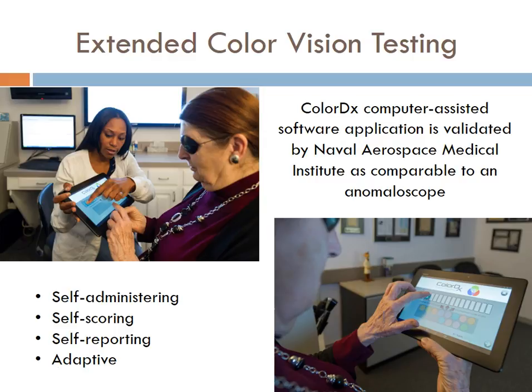It's real cool. It's self-administering. The patient does the test. You just kind of stand there and look at them while they're doing it. The computer software scores the test. It's adaptive, like a threshold visual field, to where if they miss some of the plates or miss some of the colors, the instrument goes back and rechecks it. So it's adaptive in that sense. And it's been validated by the Naval Aerospace Medical Institute as comparable to an anomaliscope, so that's good enough for me. I don't have to question the validity of the results. It's already been tested. So this is a newer, and I would say better way to test your patient's color vision, with computer-assisted color vision testing.